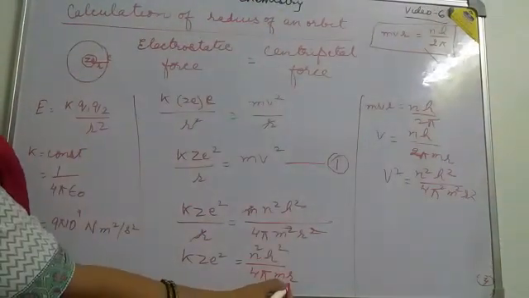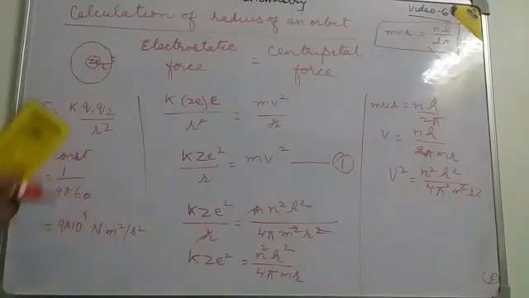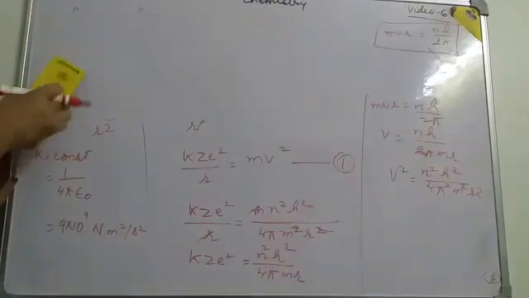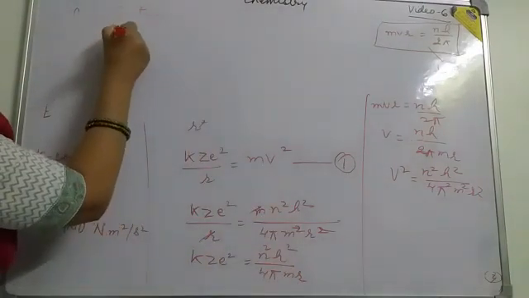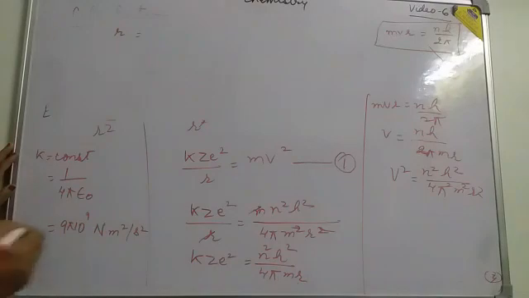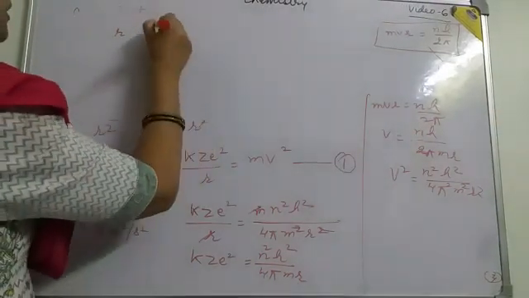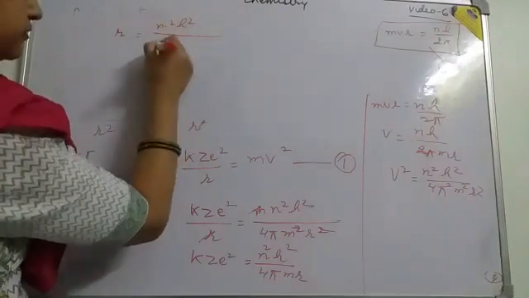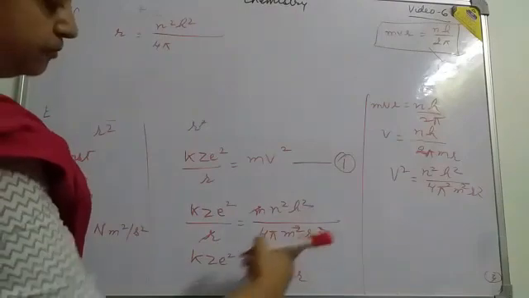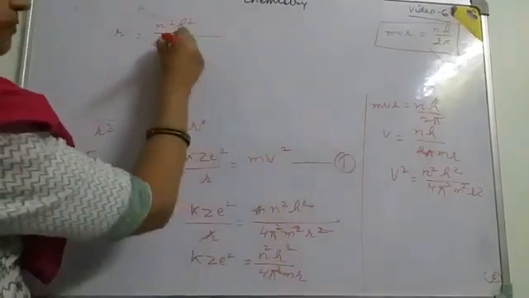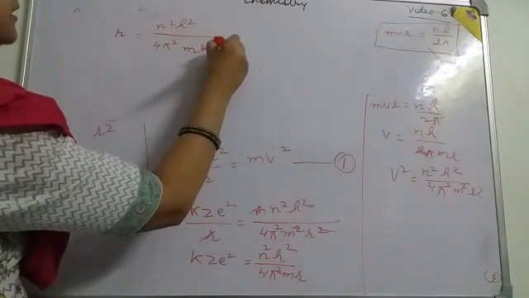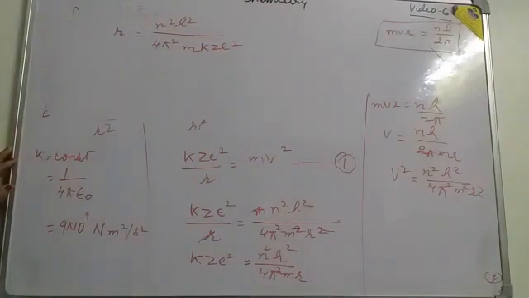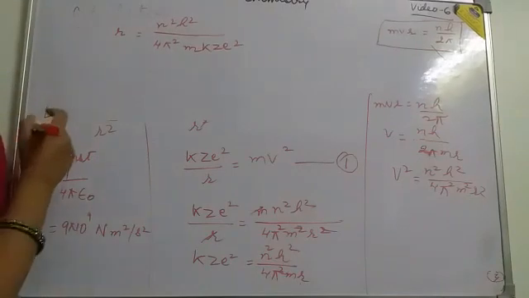And we need to calculate the radius. So keep the radius here, and from here r equal to n square h square by 4 pi square m k Z e square. This is the radius of the nth orbit.